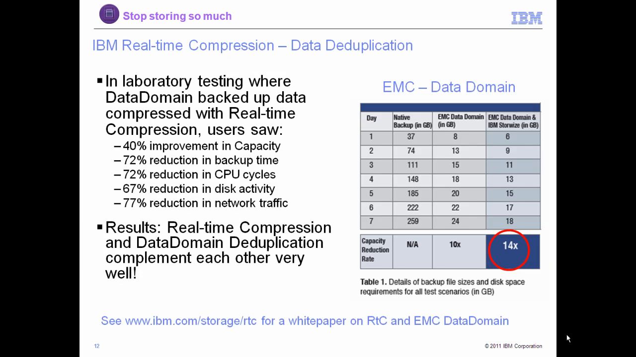Additionally, on slide 12, we see similar results with the EMC Data Domain solution. Again, a 40% improvement in capacity and a 72% reduction in backup time. Again, this reduction in time is very valuable to IT as data continues to grow and they look to be able to perform their backups.